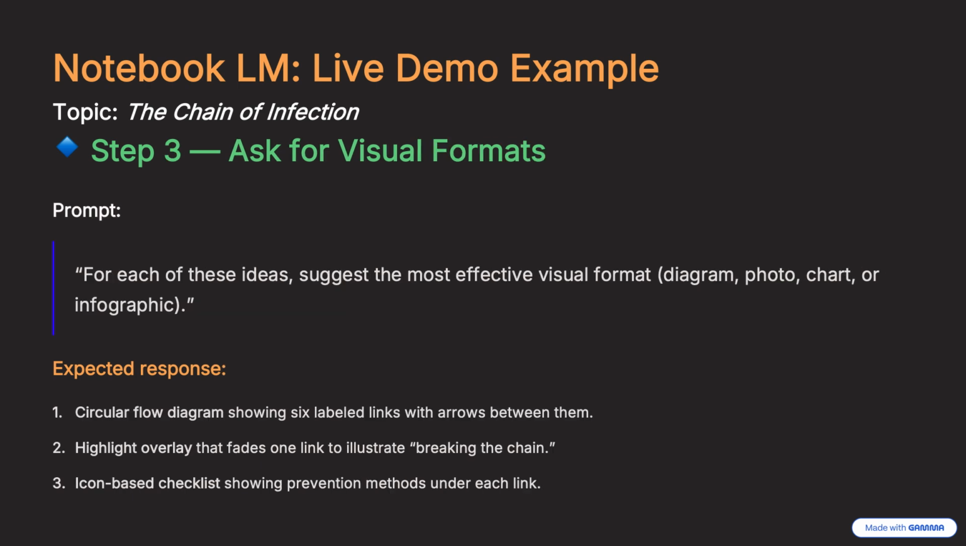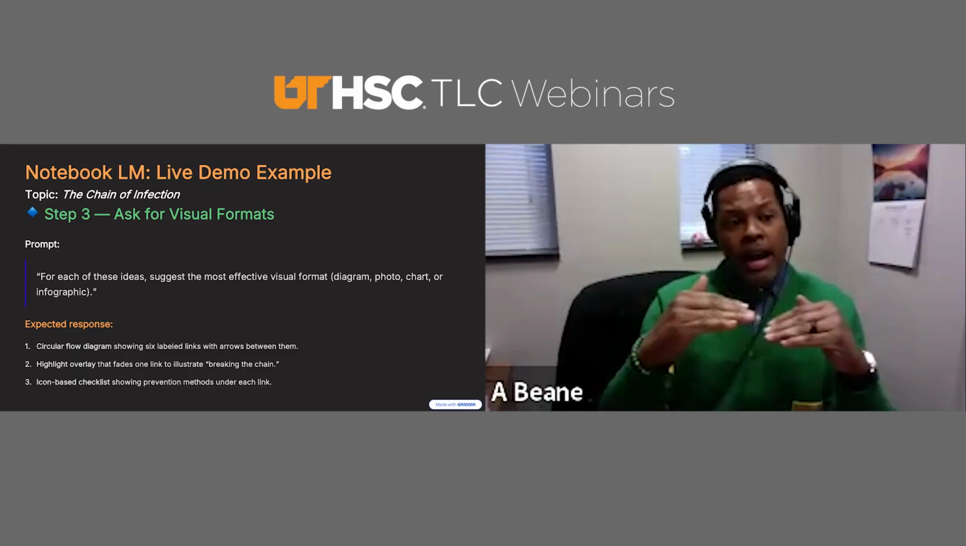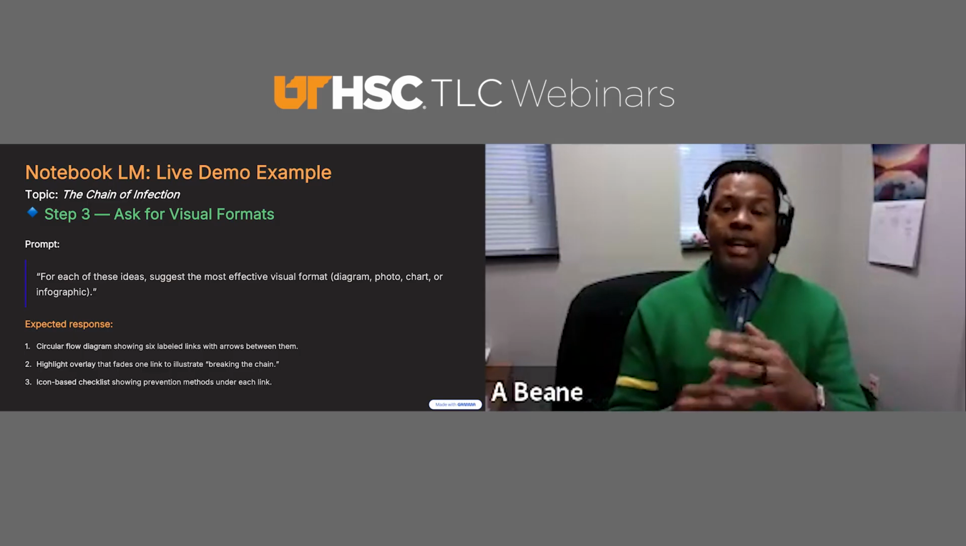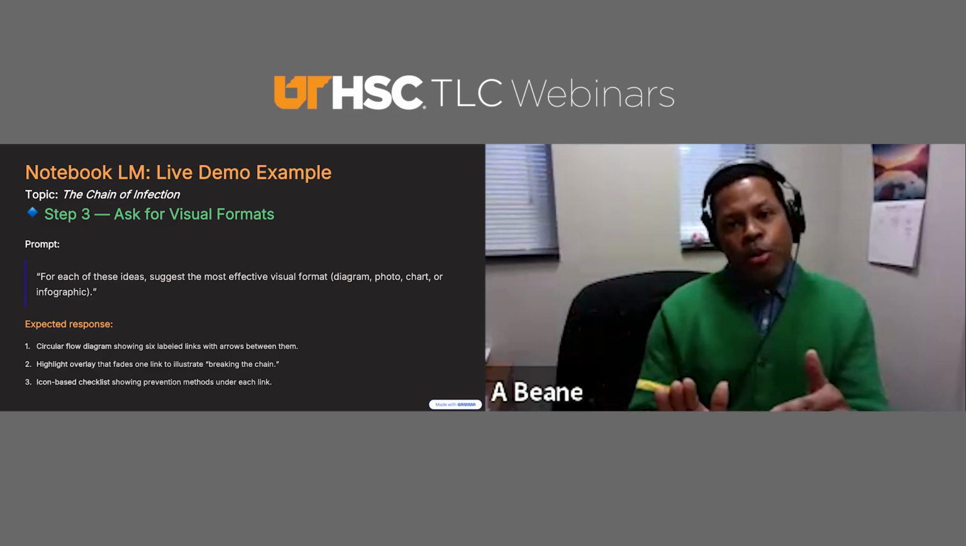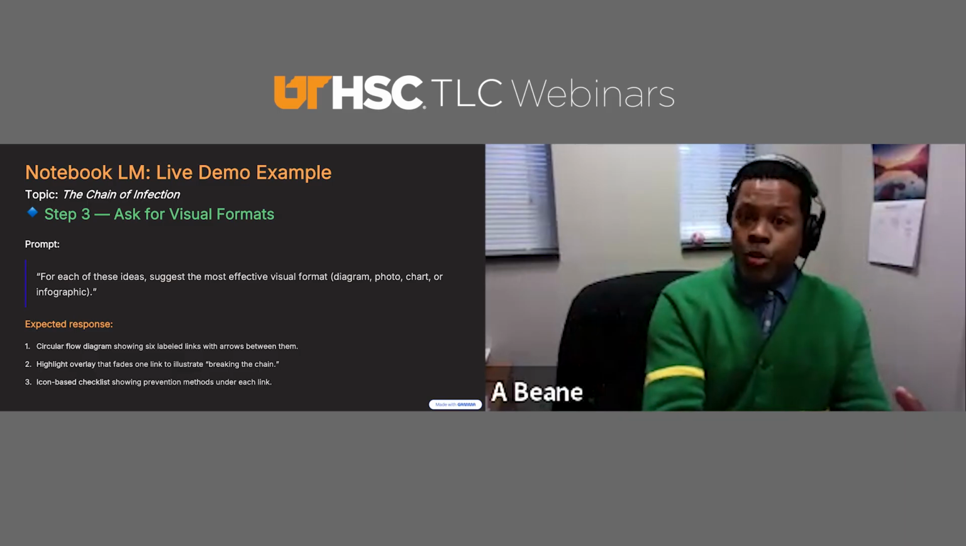So from here, you go to step 3, which is you can ask to generate this prompt here: for each of these ideas, suggest the most effective visual format. And then that's where you get into the idea of making a visual out of it. So if you saw, you got the text outlined in the first two steps. Now you're moving to the third step, where you're prompting it to move to the idea of creating a visual for the text that you created.